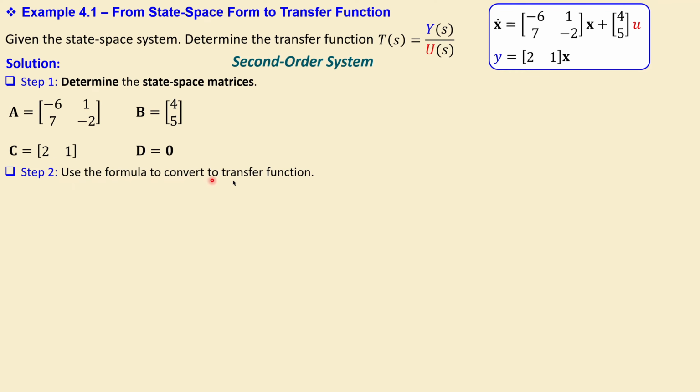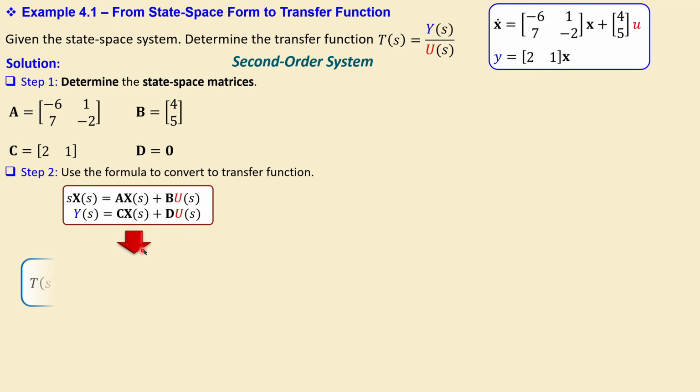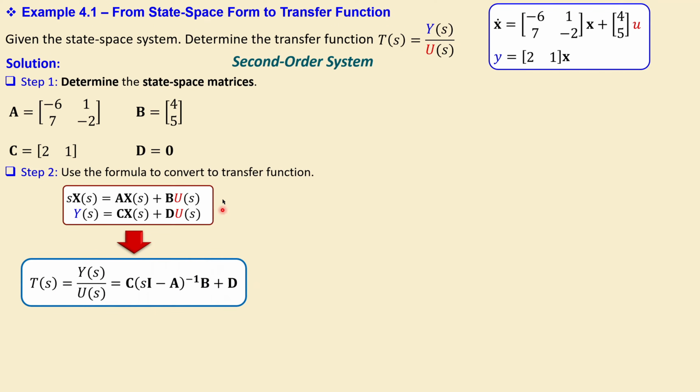So use the formula to convert this to the transfer function. This is what we have, and we know that this must be given by this expression. So all of this is converted to this one. I need to do several things step by step. First, sI minus A, and then the inverse of that one, and then multiply by B, and then C, and then plus D. So I will do that.